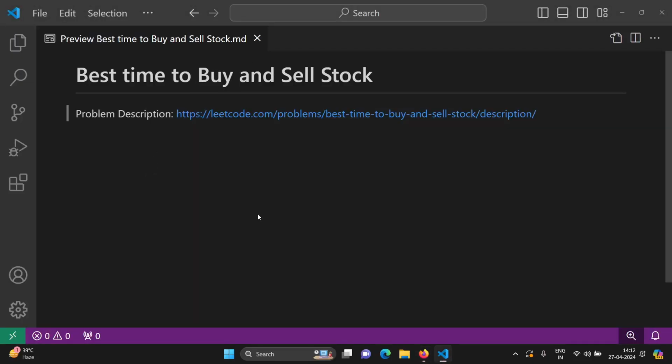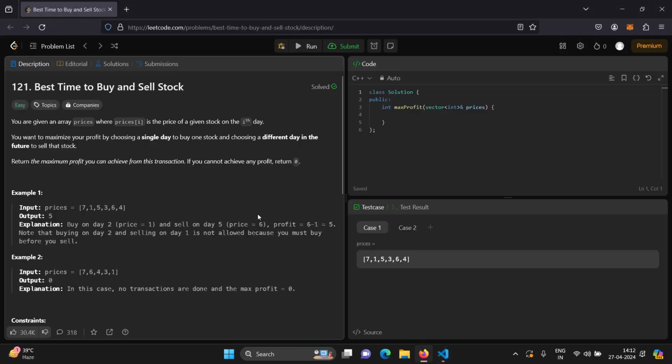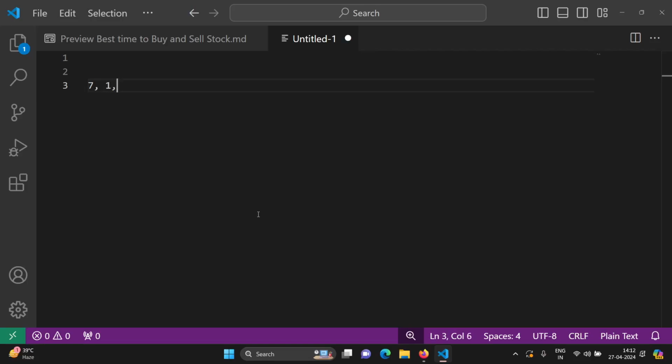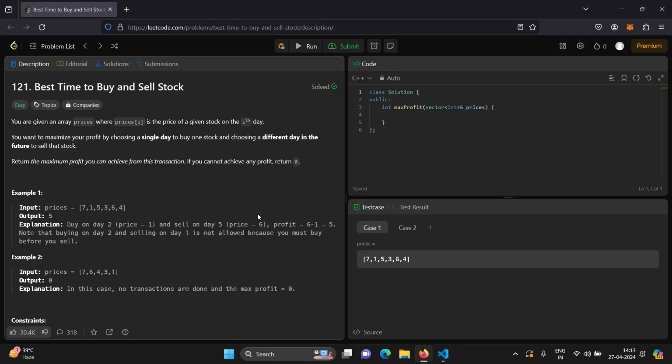Okay, so let's go over and see what it is. We have 7, 1, 5, 3, 6, and 4. Now visually looking at it, if I buy on this day, that is my B, and if I sell here, my max profit is equal to S minus B, which is 6 minus 1, equal to 5. And that is the answer.